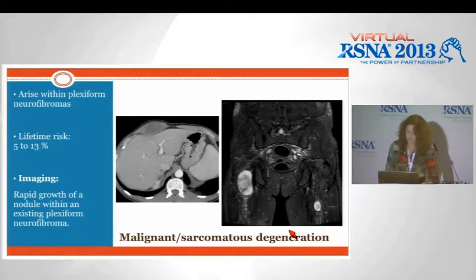It's concerning to find rapid growth of a nodule within an existing plexiform neurofibroma on serial imaging. Here I'm showing an axial contrast-enhanced CT scan with an enlarging nodule in the right abdominal wall and an upper thigh enhancing nodule on MRI in the same patient that were pathologically consistent with sarcomatous degeneration.